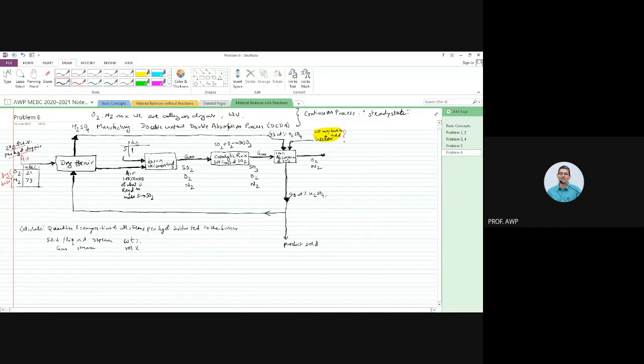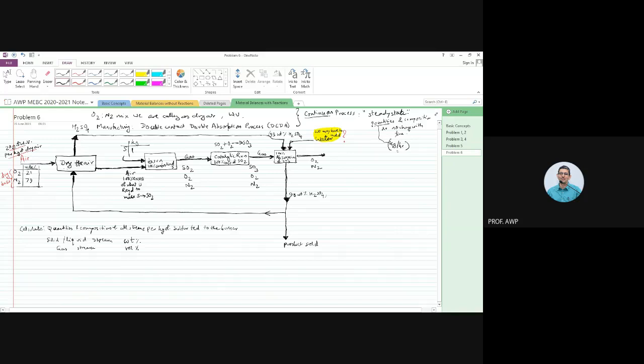Quantities and compositions do not change with time. And quantities we will have to write in terms of kgs per hour. How many kgs per hour it is coming in, so many kgs per hour it comes in, because it is a continuous process. Continuously it is happening.